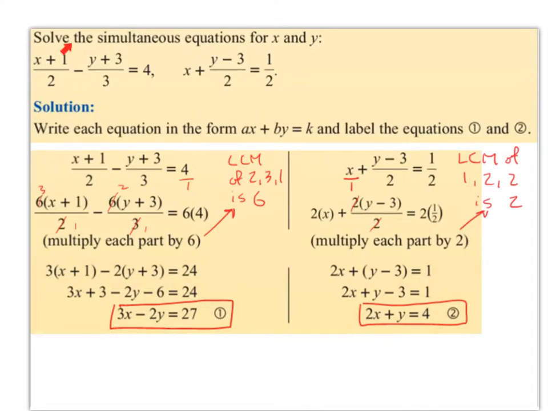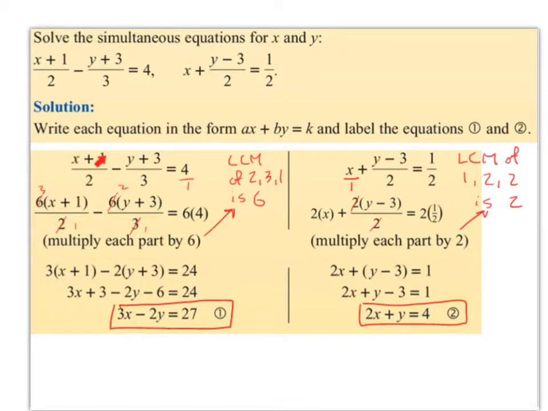Solve the simultaneous equations for x and y. x plus 1 over 2 minus y plus 3 over 3 is equal to 4, and x plus y minus 3 over 2 is equal to a half. Write each equation in the form ax plus by is equal to k and label the equations 1 and 2.